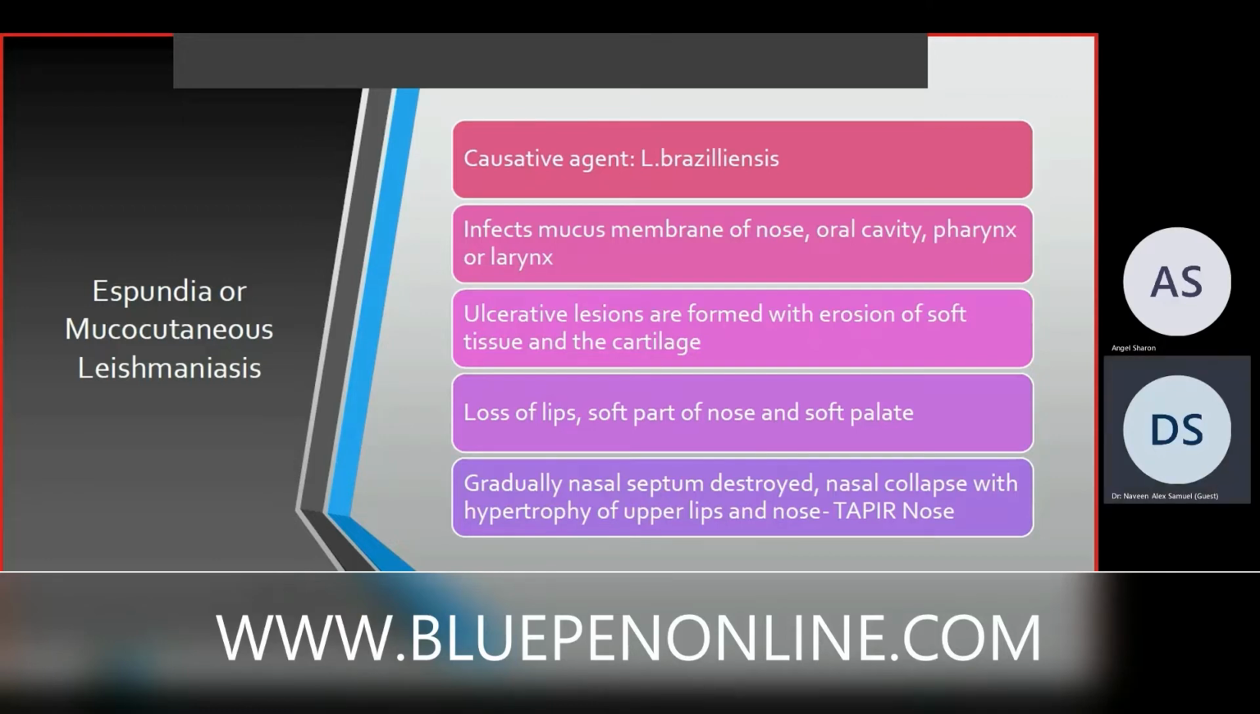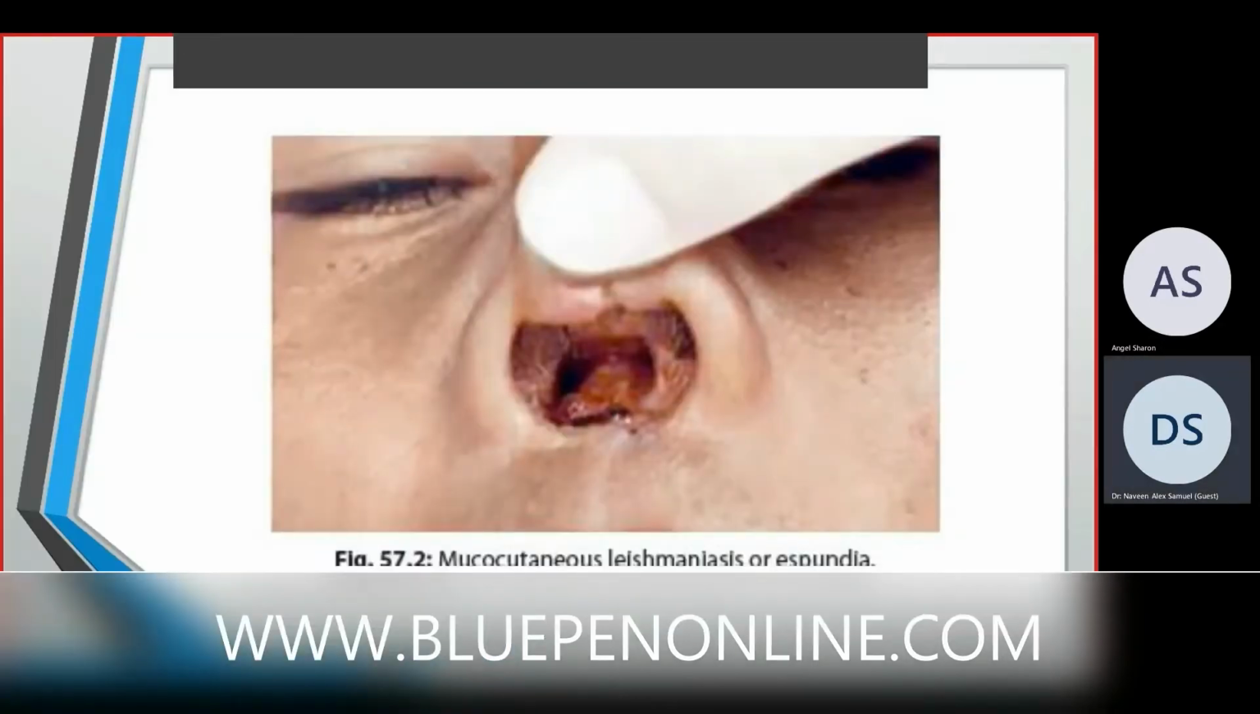Tapir is an animal. You just Google and see later. Its nose looks like it is nosed outside, and it is like hypertrophied. It is a flat nose. So when the person is infected by Espundia or mucocutaneous leishmaniasis, the patient's nose will look like a tapir nose. This is how the tapir nose looks like. In mucocutaneous leishmaniasis, when infected, you see the nasal bridge is lost. The nares and soft tissues are all infected. So it's destroyed, and the nose also looks like a tapir nose.